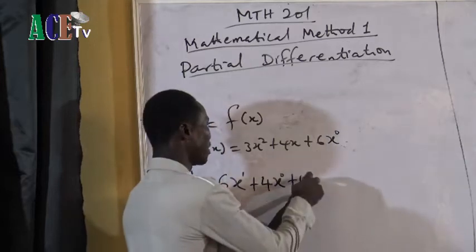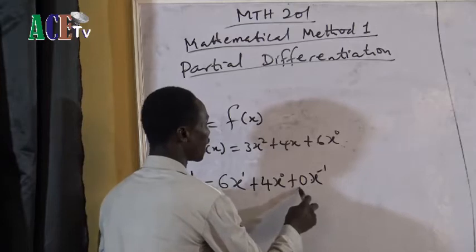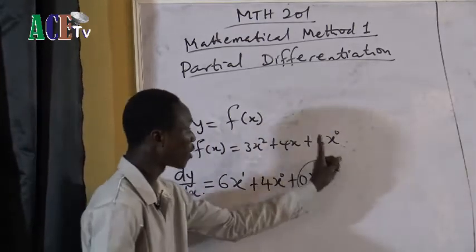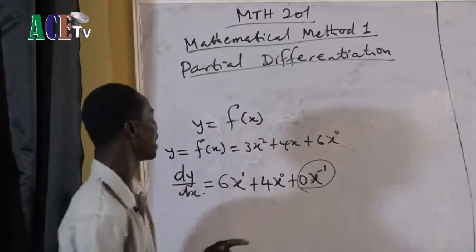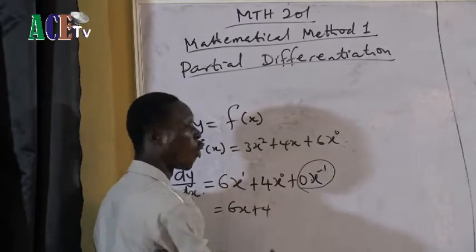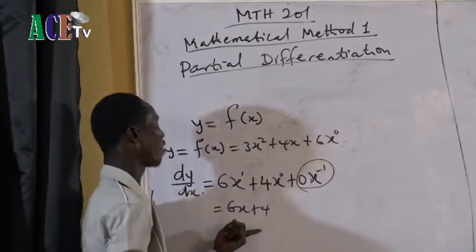Times 0, it will give me 0 times x raised to power minus 1. But don't forget, when I multiply this one, everything will give me 0. That is why you have the derivative of a constant to be 0. Now, in this case, I will get my answer to be 6x plus 4. X raised to power 0 is 1. Then I will have this one.